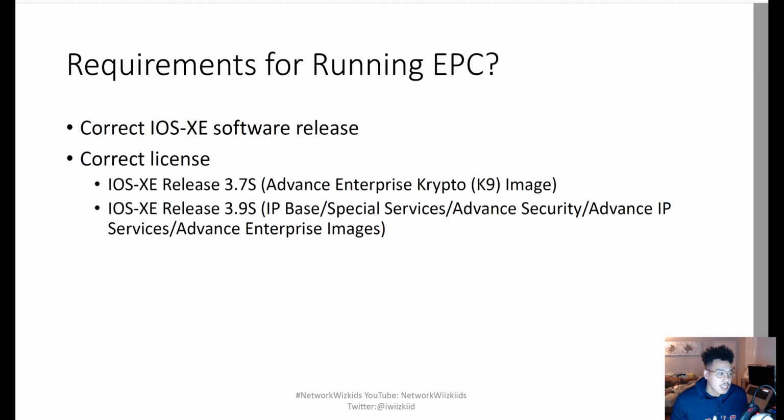So I've put on, as you can see on screen, a couple of iOS XE releases and the correct licenses that you need to have installed in order to run EPC. So if you have the licenses but not enabled yet, or you're running an evaluation, you can set the boot level to use one of these licenses, and then accept the license agreement, save the config, and reboot the device. Let's say for instance it's a CSR, and then you should be able to see the commands that will be required to run EPC.